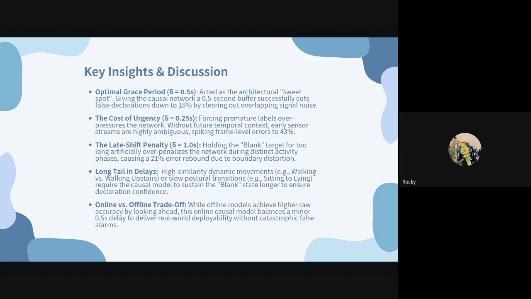Second, regarding the long tail delays, these are caused by high similarity dynamic movements, like walking versus walking upstairs, or slow postural transitions, which require the causal model to sustain a blank state longer to ensure confidence. In conclusion, while offline models achieve higher raw accuracy by looking ahead, our online causal model balances a minor 0.5 second delay to deliver real-world deployability without catastrophic false alerts.